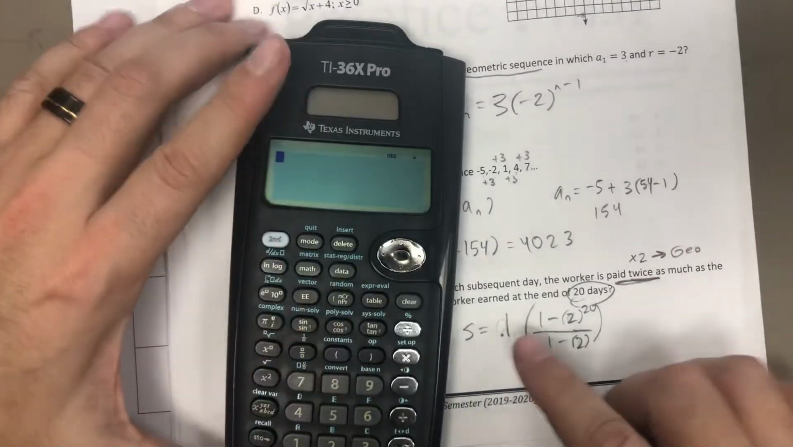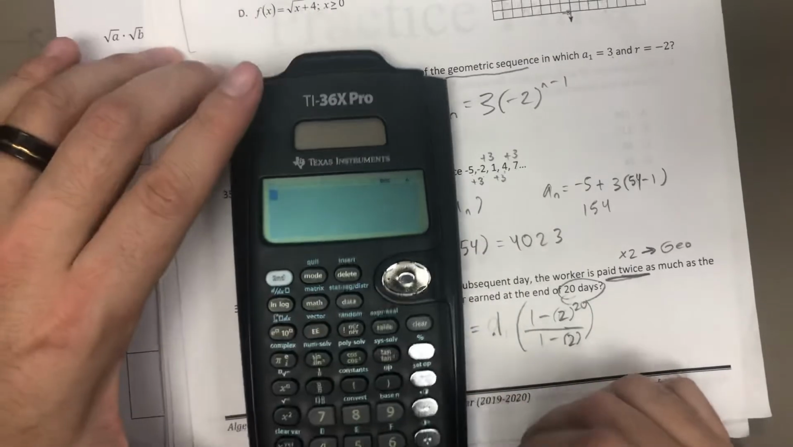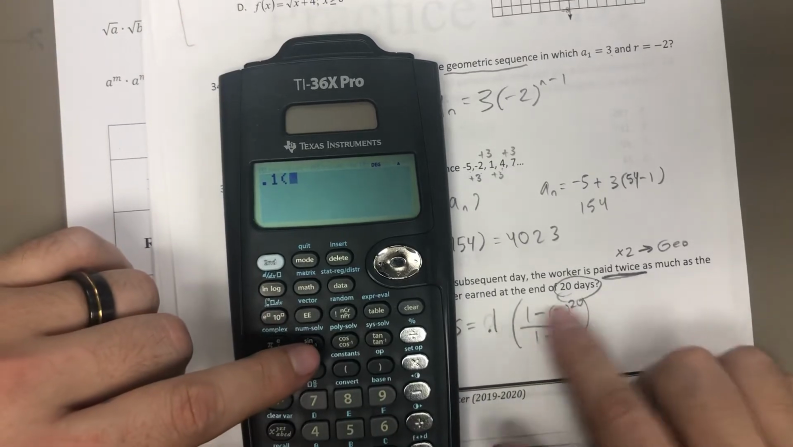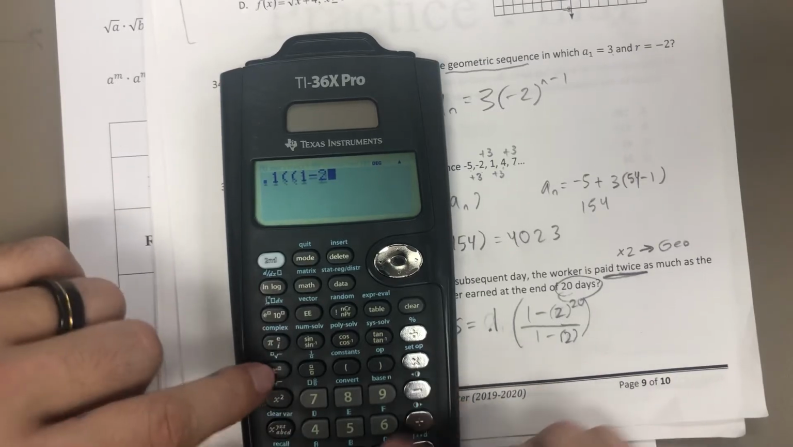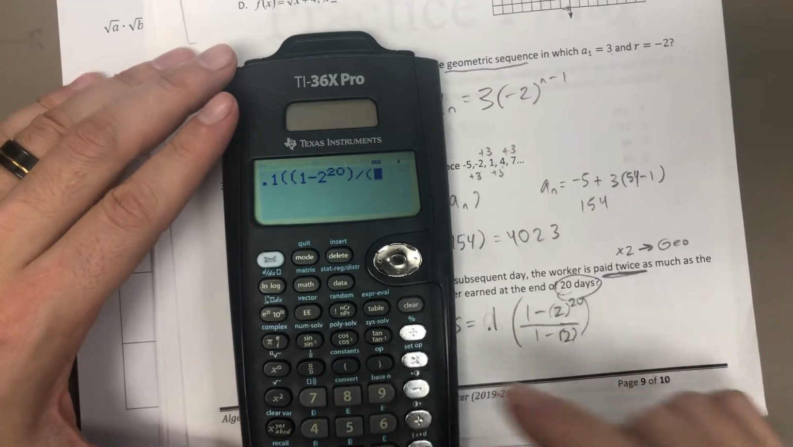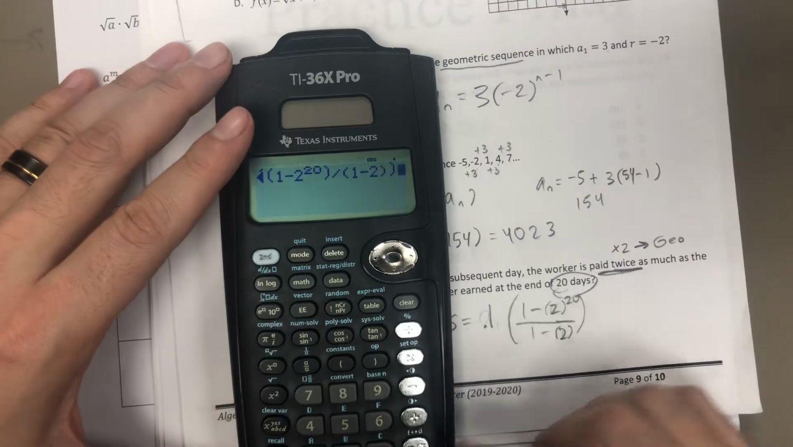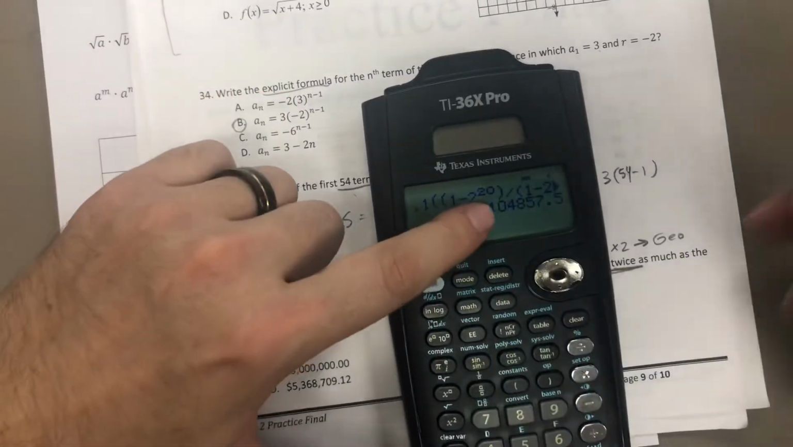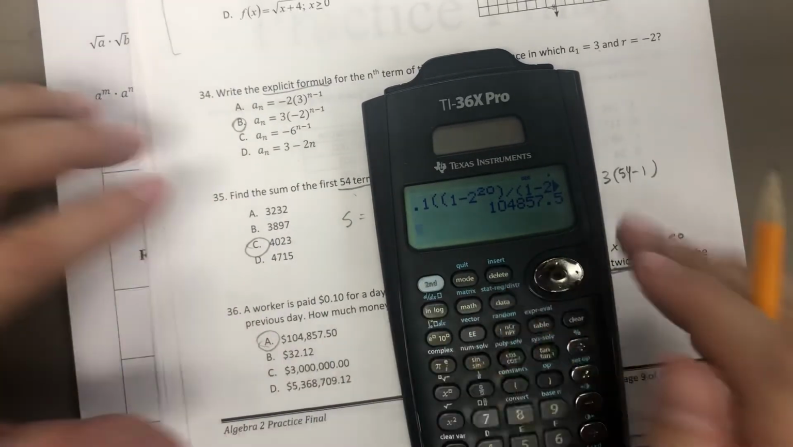So we plug this stuff in. You got to be careful with this. Make sure you put parentheses around the top and parentheses around the bottom if you're using one of these calculators. So you do 0.1, parentheses, and then you do a second set of parentheses for the top, and then you do 1 minus 2 to the 20th power. That's the top part, divided by the bottom part in parentheses, 1 minus 2. And then you get your answer. So that's going to be $104,857.50. So A would be your answer for this one.